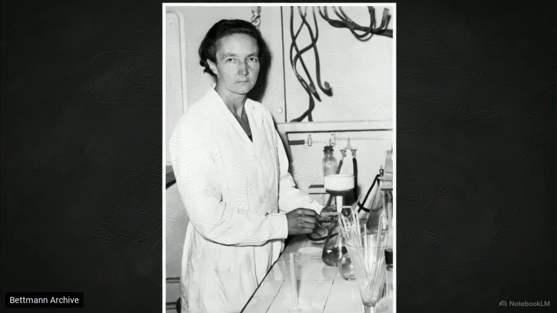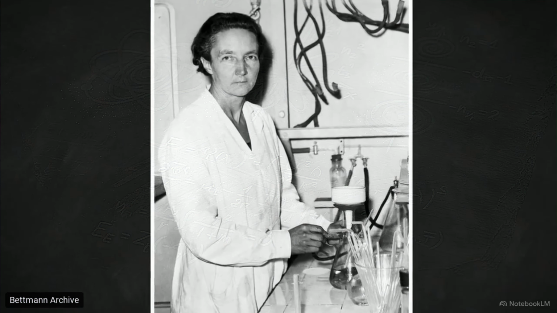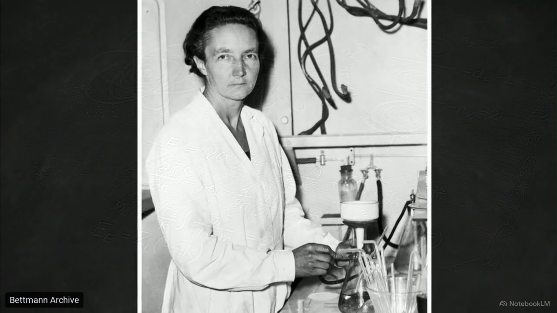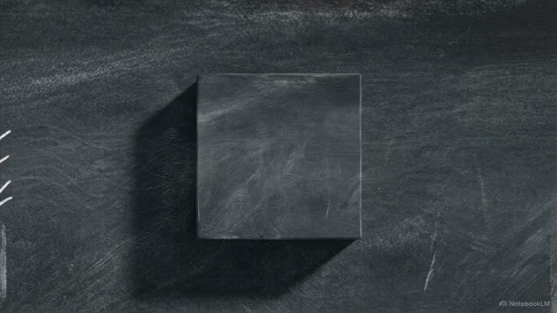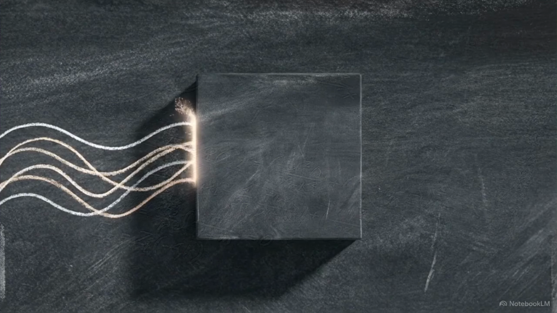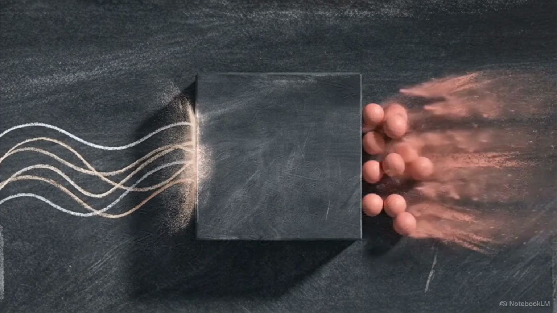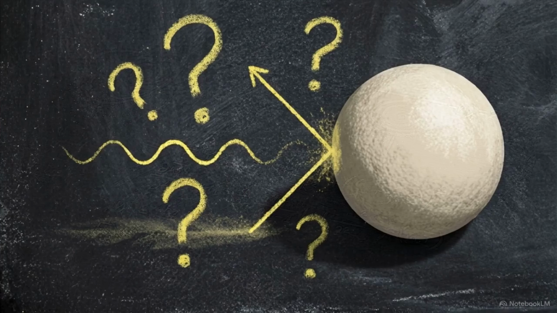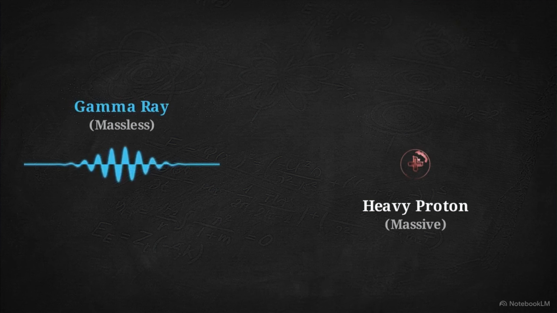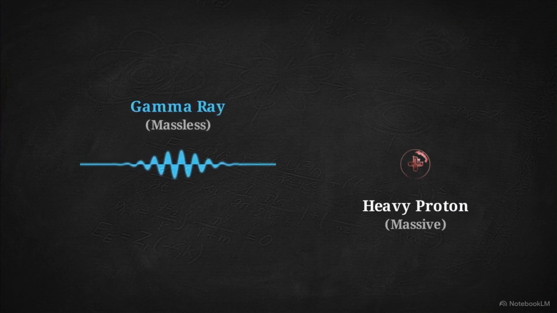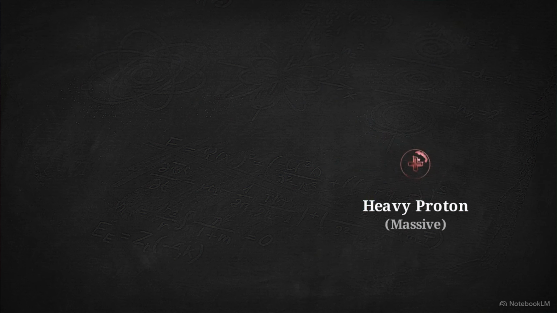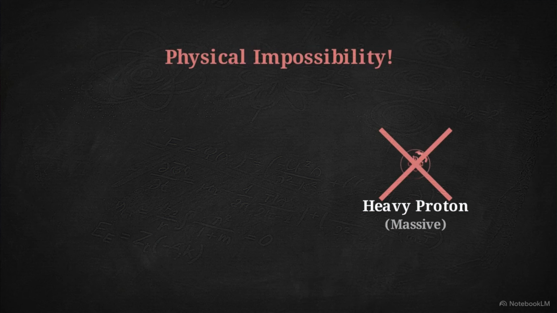Two years later, Irène Joliot-Curie and Frédéric Joliot aimed this radiation at paraffin wax. They observed the radiation striking the wax and ejecting protons at extremely high speeds. The Joliot-Curies hypothesized that they were looking at an extremely high-energy gamma ray, but the math of momentum suggested otherwise. A gamma ray is a massless wave of light. Having a massless wave strike a heavy proton and knock it out of a target is a physical impossibility.